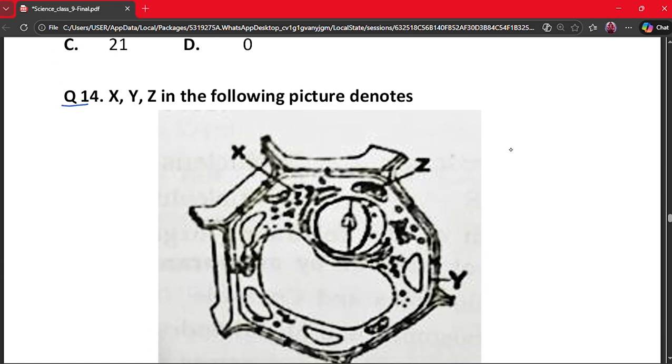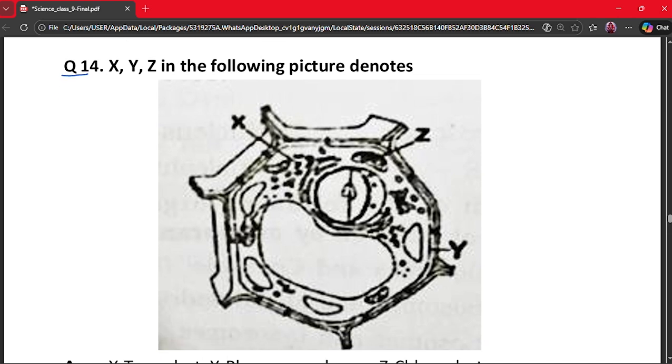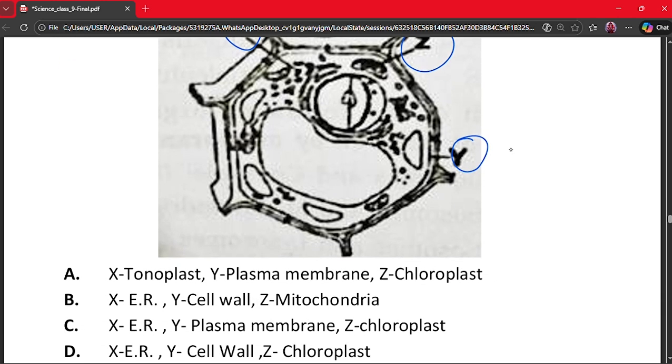Our next question is question 14. X, Y, Z in the following picture denotes. So this is the X, this is Y, and this is Z. So let's read out the options. A. Tonoplast, plasma membrane, and chloroplast. B. X is ER, Y is cell wall, and Z is mitochondria. C says X is ER, Y is plasma membrane, and Z is chloroplast. And D says X is ER, Y is cell wall, and Z is chloroplast.